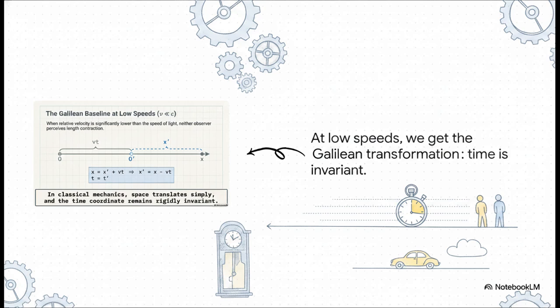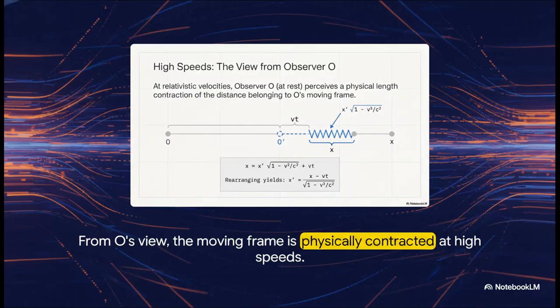First, let's just get our bearings. At the slow, everyday speeds we're all used to, the math is super simple. A moving object's position is just where it started, plus its speed times time. And notice, time is exactly the same for both people. T equals T prime. This is the world we think we live in, no surprises here. But as soon as we crank up the speed close to the speed of light, things get strange.